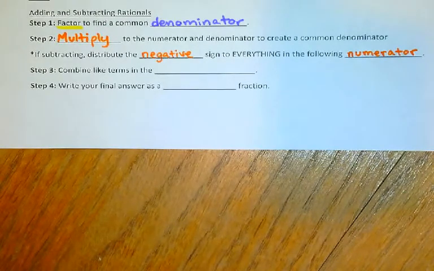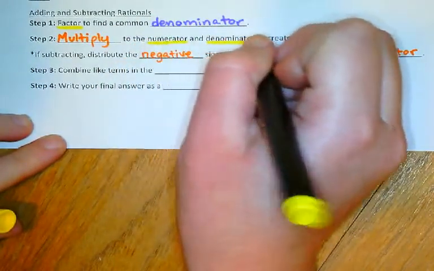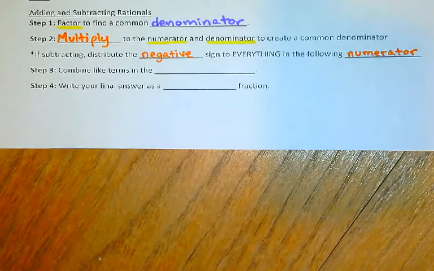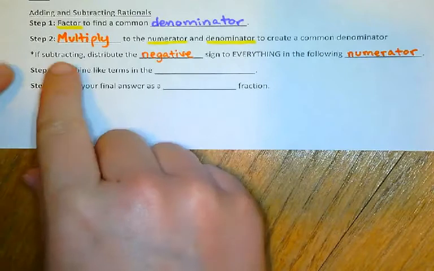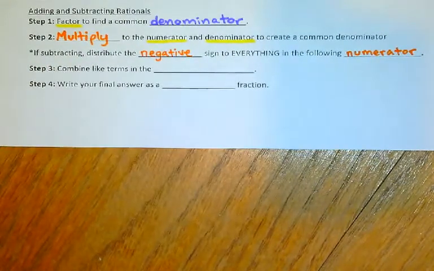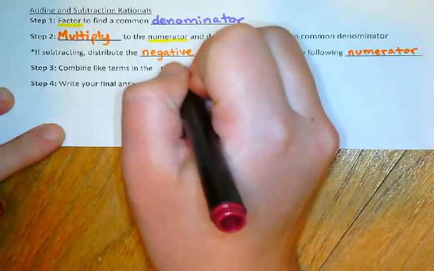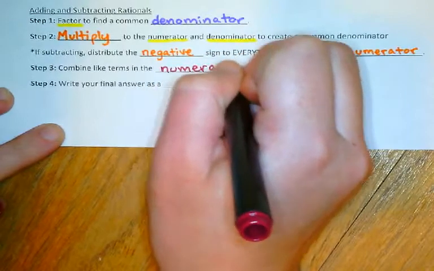Alright, also real quick, I'm going to highlight we need to multiply the numerator and the denominator by whatever it is that we need to in order to create a common denominator. Once you've got that, that's typically what takes the most work, is this step 2. Step 3, after that, you combine like terms in the numerator. Once you've got your common denominator, you can kind of forget about your denominator for a little bit and just look at your numerator. Combine like terms in your numerator.